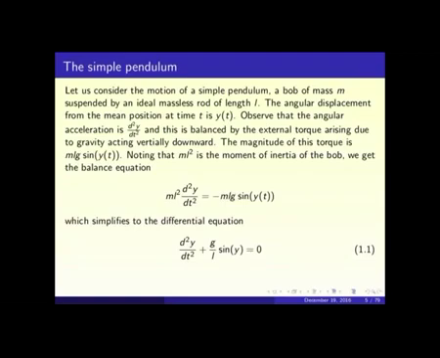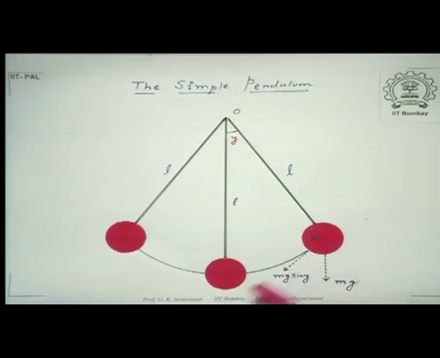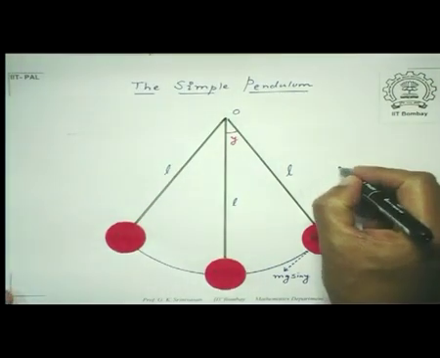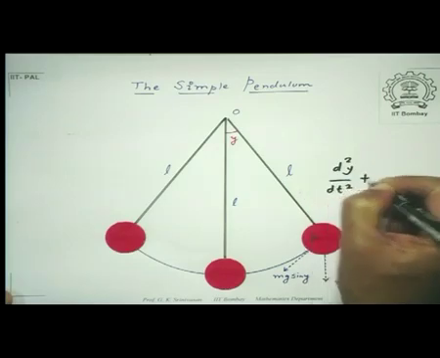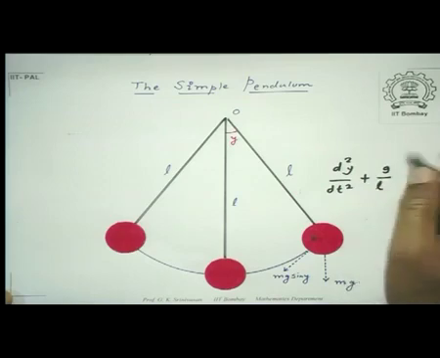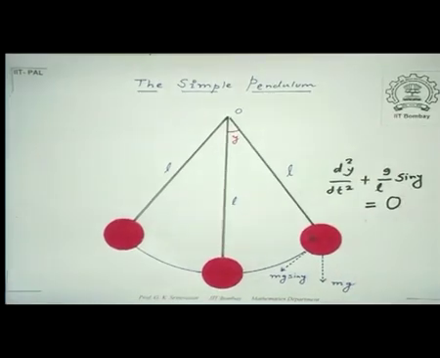So the motion of the bob or the simple pendulum is governed by this differential equation, d2y by dt squared plus g over L sin y equal to 0. That is the differential equation for the motion of a simple pendulum of mass m and length L, set into motion.